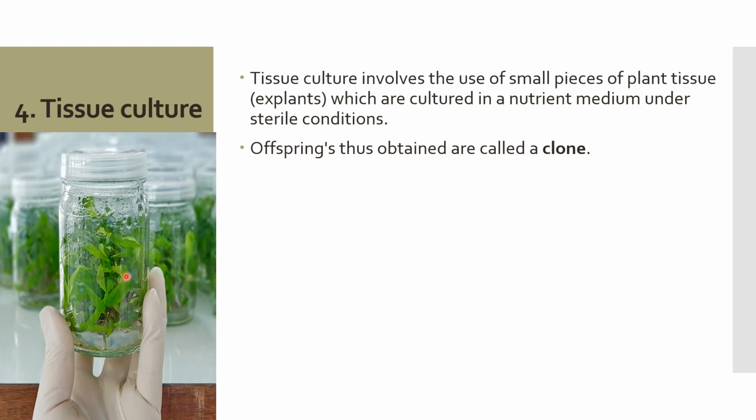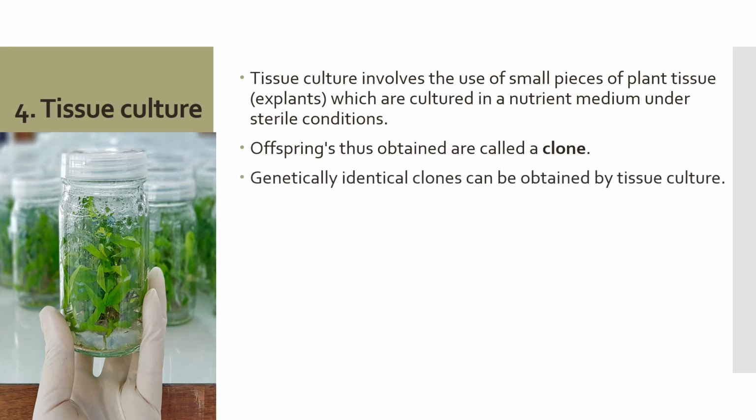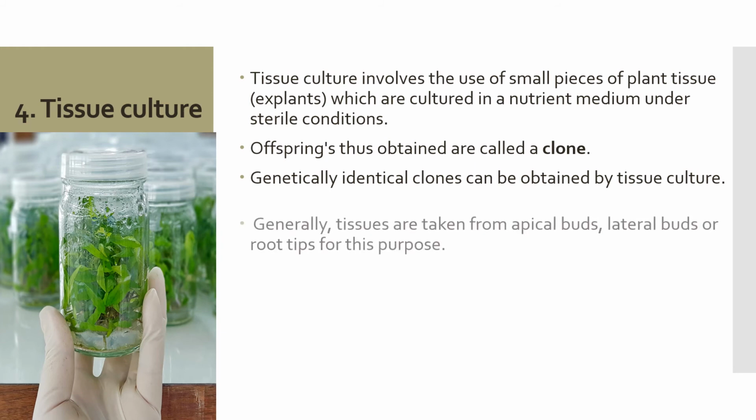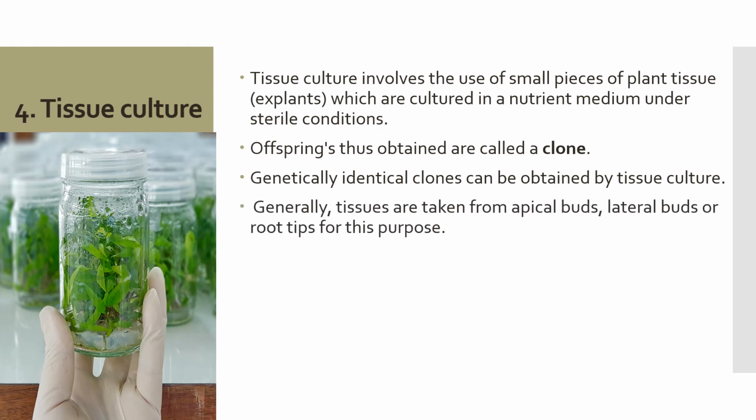All these plants that you can see in this bottle are obtained from a small piece of plant tissue. And also, after doing tissue culture, you can obtain new plants with the same genetical characteristics. That means you can obtain genetically identical clones by tissue culture. And also we take the tissues from selected parts of the plant, for example, from apical buds, lateral buds and root tips.